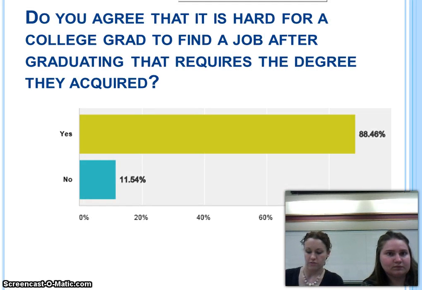We also asked our surveyors if they believed it's hard for a college graduate to find employment after graduating. 88% of the people responded that they definitely believe that it would be difficult for a college graduate to find employment once they graduate, and 12% disagreed.